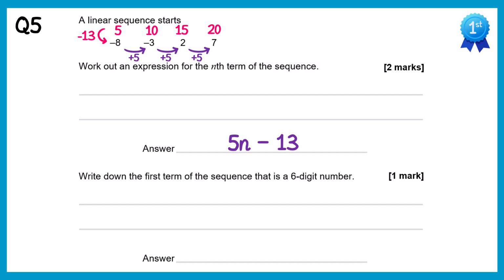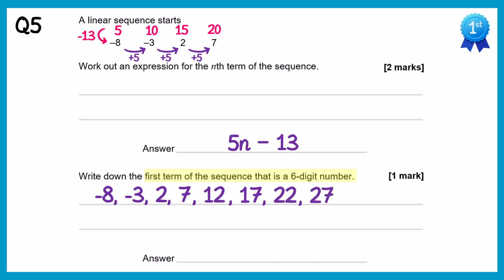In the second part of the question, we need to write down the first term of the sequence that's a 6-digit number. So if we take the sequence and we continue adding 5, the next term would be 12, then 17, 22, 27, and so on. Since we're adding 5 each time here, the final digit alternates between a 2 and a 7. So the first 6-digit number in the sequence will be a number that's got 6 digits that ends in a 2. The smallest example of this is 100,002.